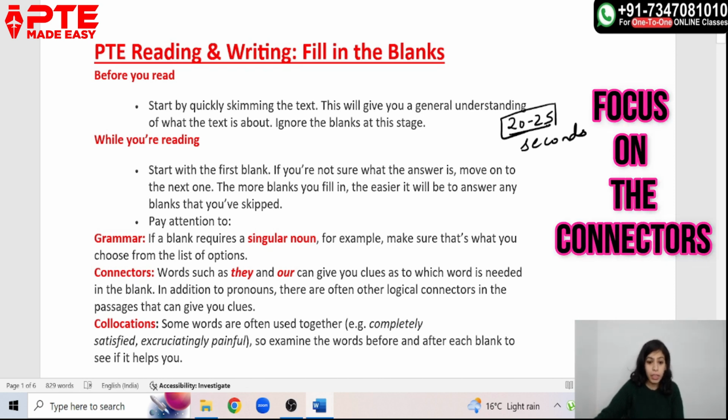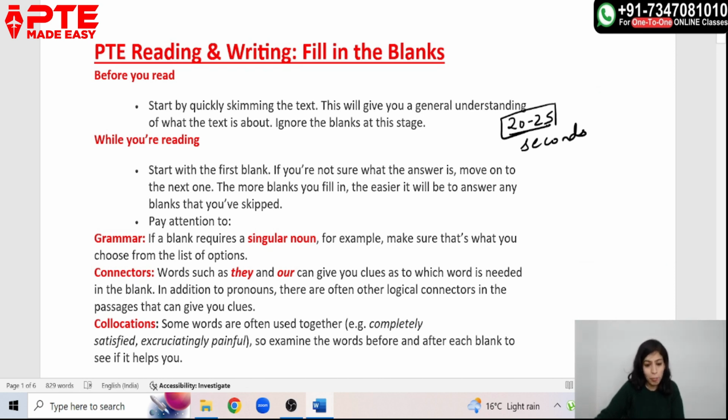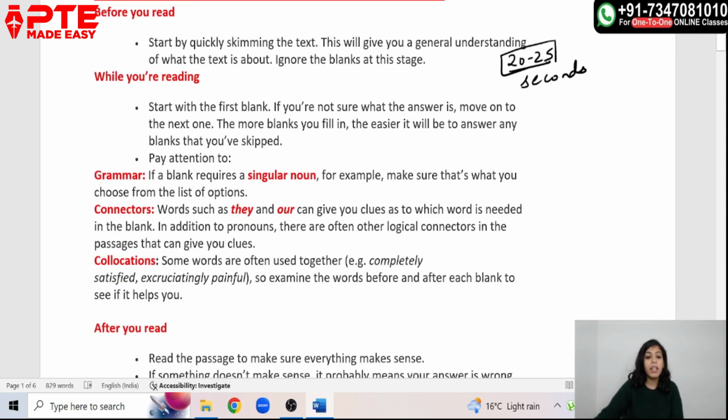Now, focus on the connectors. What connectors have been used? If they and our have been used, we are going to use the helping verbs as per these, or we are going to use the subject verb agreement as per the plural subjects, they and our. Now, collocation. Some words are often used together. For example, completely satisfied, excruciatingly painful. So, examine the words before and after each blank to see if it helps you.